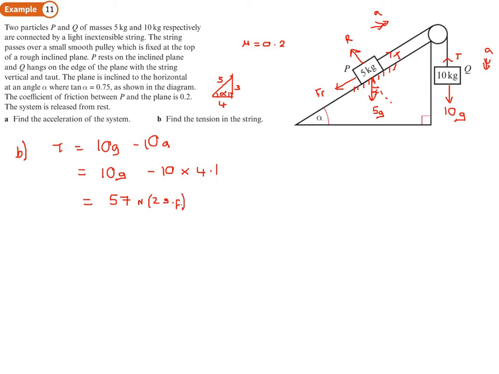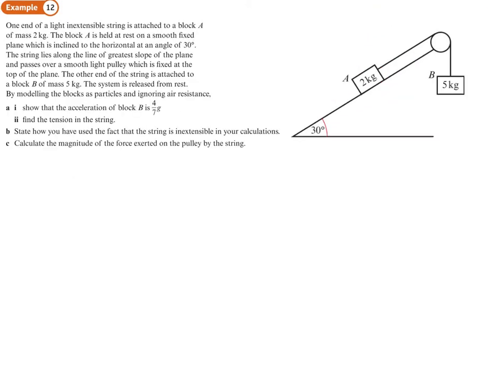Okay, so if I now move on to example 12, we've got a similar sort of thing. So again, if you want to pause me and have a go yourselves, then that's fine. Otherwise, I'm going to just carry on. So we've got on the end of a light inextensible string is attached to one end of a light extensible string is attached to a block A of mass 2 kilograms. The block A is held at rest on a smooth fixed plane this time, which is inclined to the horizontal at an angle of 30 degrees. So a lot of this they've done for us, which is nice. So you just read through the rest of it. They've basically done everything apart from the forces, so we need to put all those in.